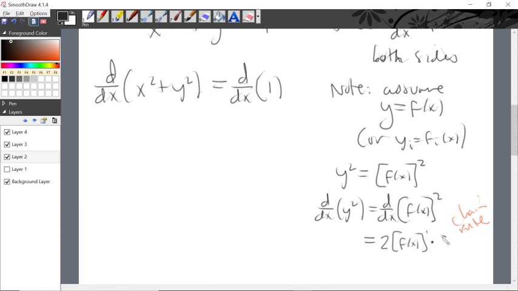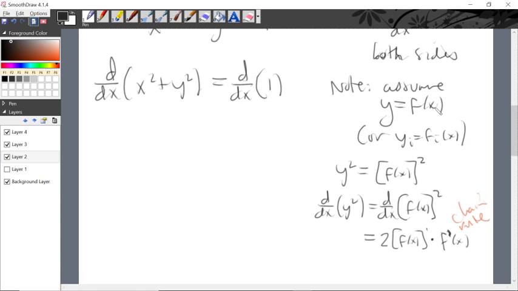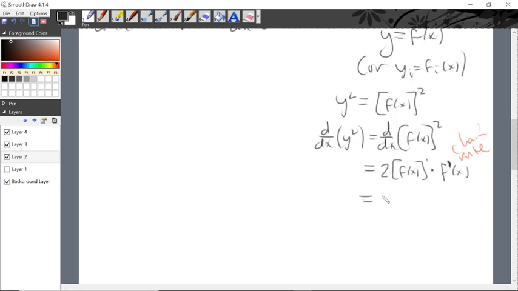And so that would be times f prime of x. Okay. Now, if y is equal to f of x, then y prime is equal to f prime of x. So this is the same as saying that we have 2 times y prime. So that is the derivative of y squared with respect to the variable x. When we are assuming that y is a function of x, the derivative of y squared with respect to x would be 2y y prime.